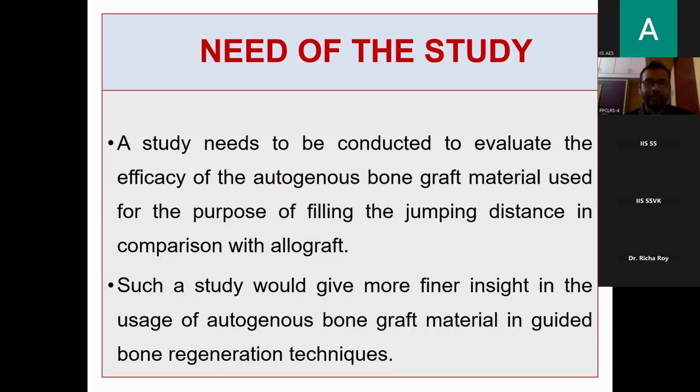Here arises a definite need for such a study mentioned in the title. A study needs to be conducted to evaluate the efficacy of autogenous bone graft material used for the purpose of filling the jumping distance in comparison with the allograft. Such a study would give a finer insight into the usage of autogenous bone graft material in guided bone regeneration techniques.